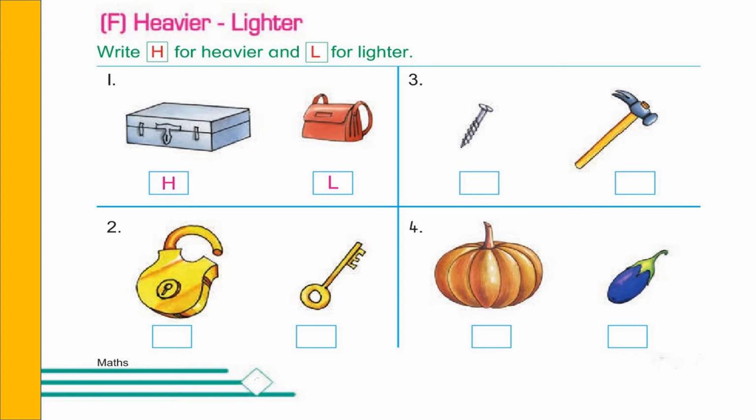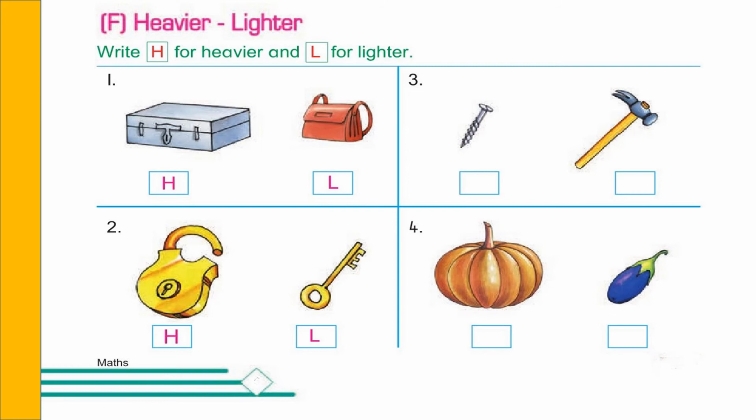So they have given L for the purse and H for the heavier object, which is the suitcase or a big box. Now going to the second question, it is the lock and the key. Obviously the key is much lighter than the lock. Yes or no? If not, go check out the locks at your home and compare. So I'm going to give a H for the lock and L for the key because it is lighter. Next, the third question, hammer and the screw. Hammer is very heavy compared to the screw because screw is very light in weight.